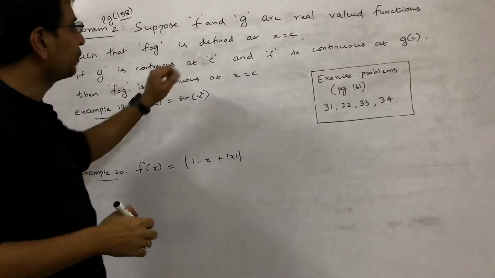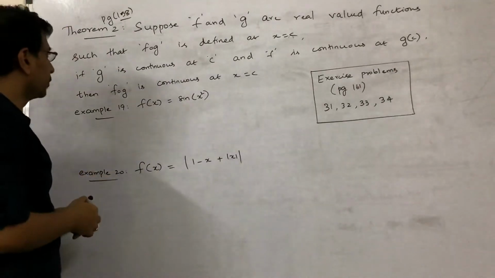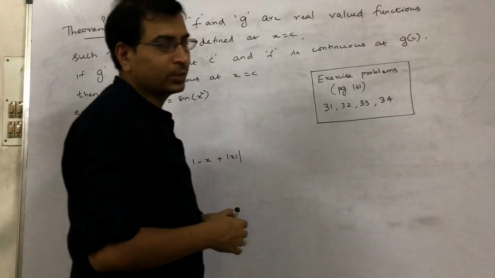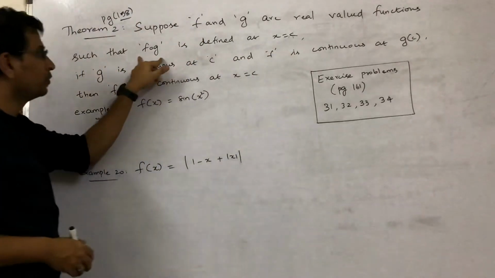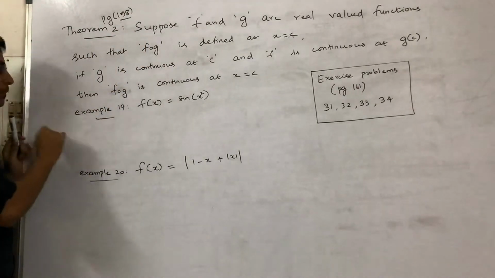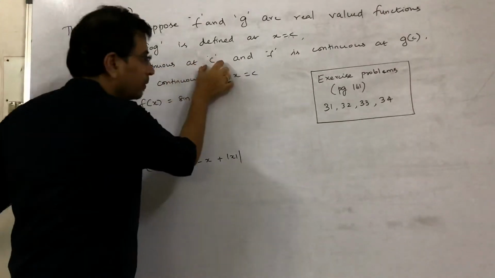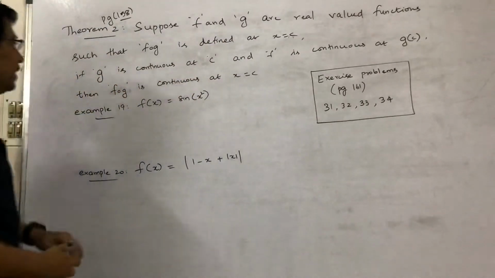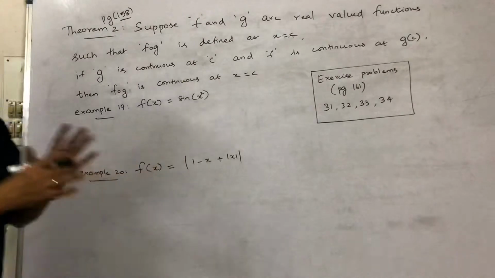Suppose you have two functions again, f of x and g of x, and both are real valued functions such that f circle g is defined at x is equal to c. So at the point x is equal to c, you are able to define a composite function, which is f circle g. Then if g is a continuous function at the given point c and f is a continuous function at g of c, then f circle g is said to be continuous at the point x is equal to c. So that is the statement here.